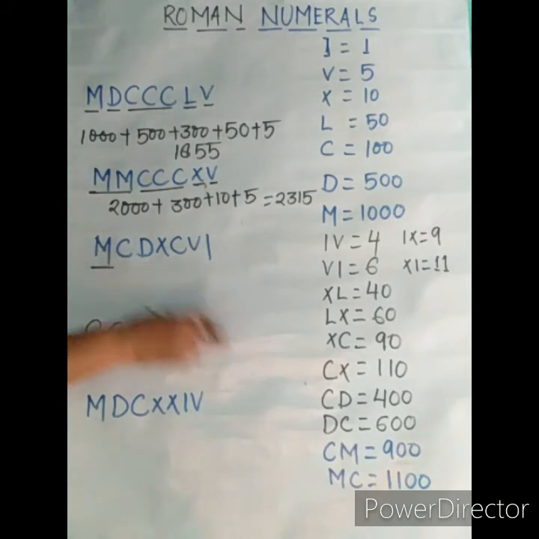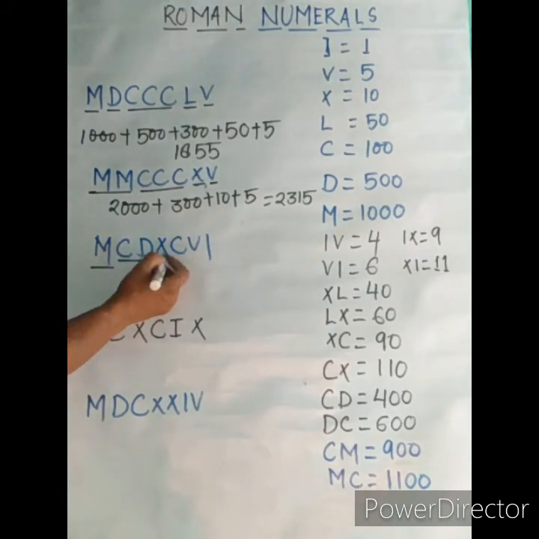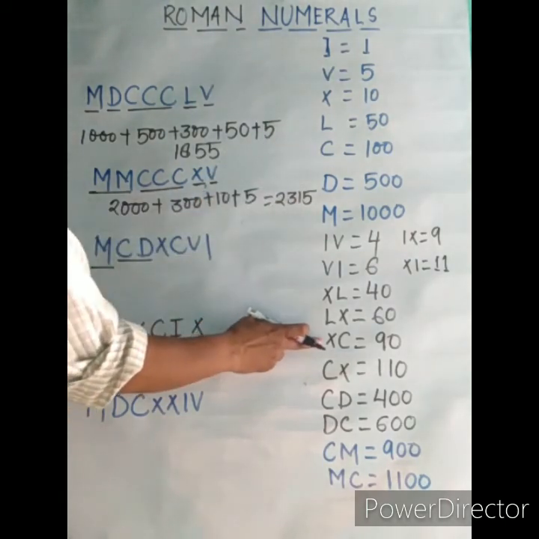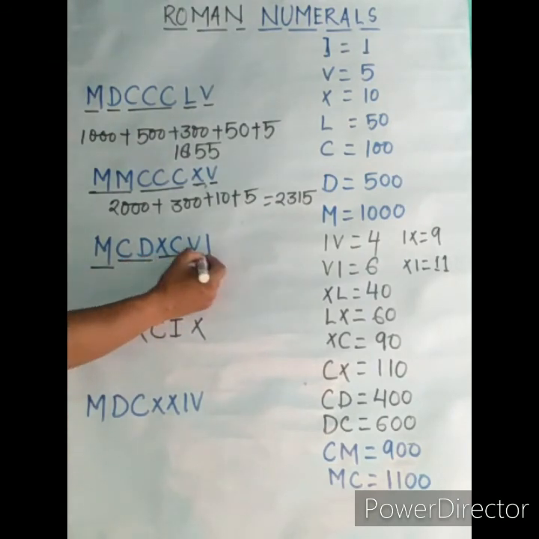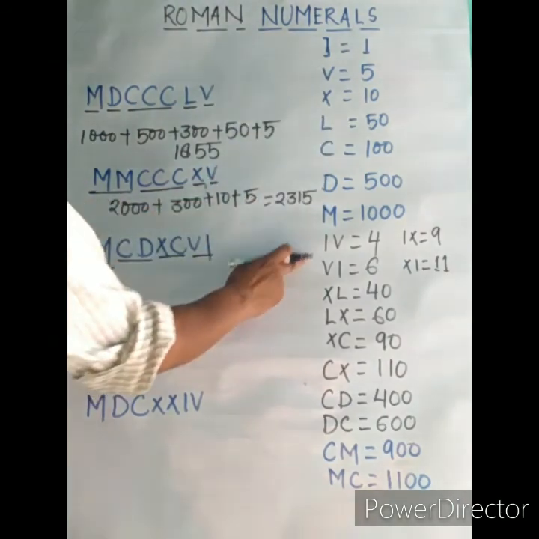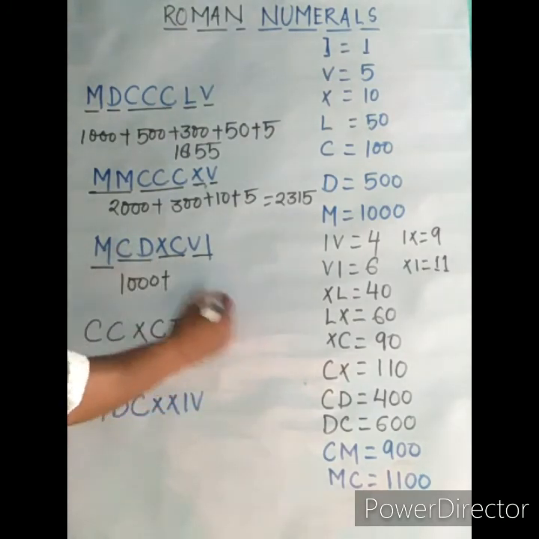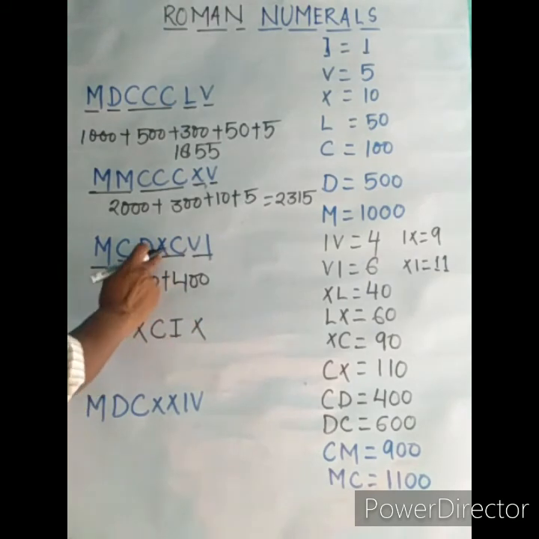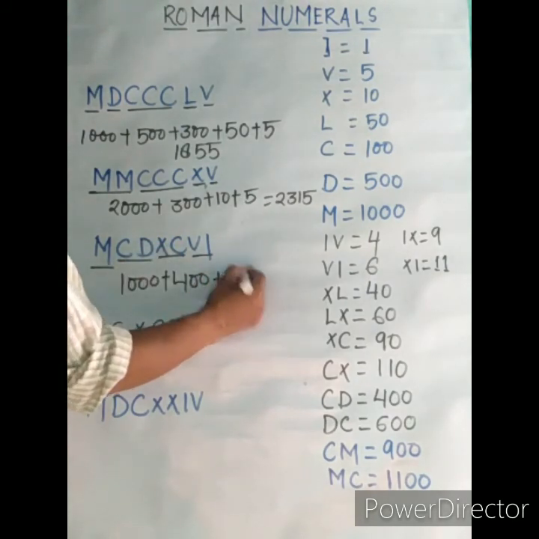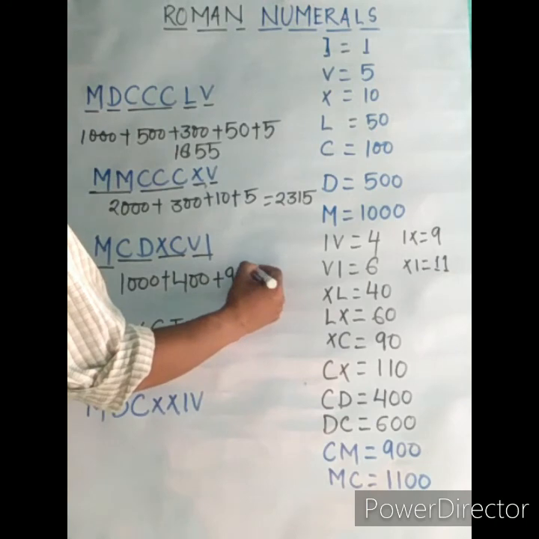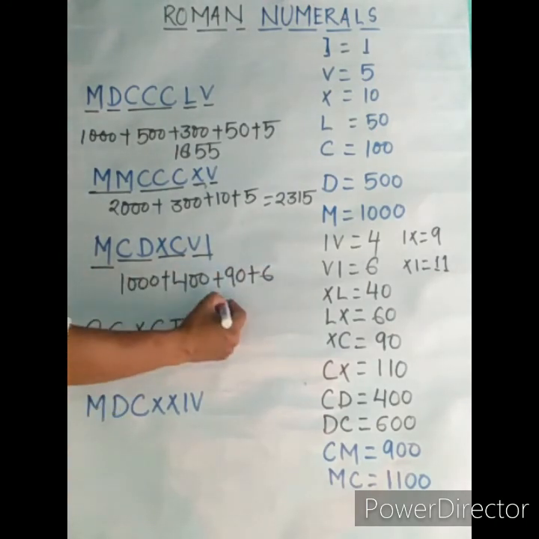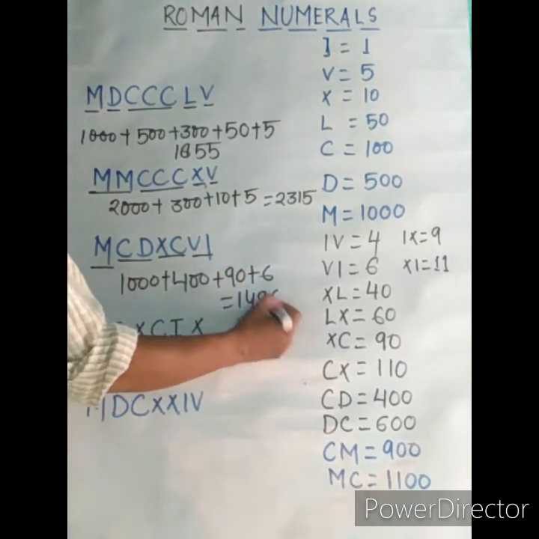M is separate, and CD is given somewhere; CD is 400. You can combine it. Now next, XC means 90. This is combined. And VI means 6. So 1000 plus CD, which means 400, and XC means 90, VI means plus 6. So 1496.